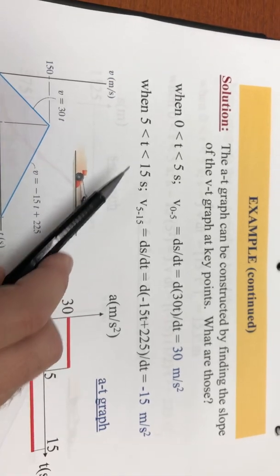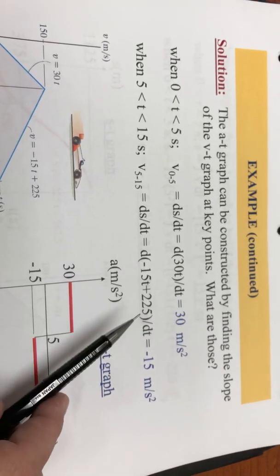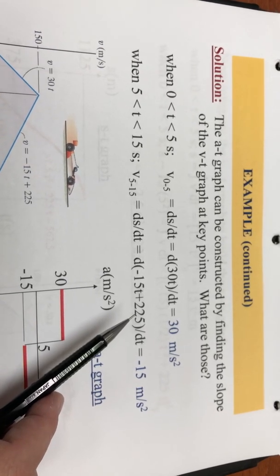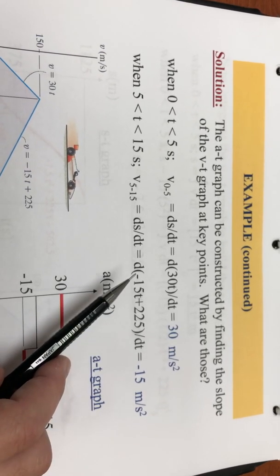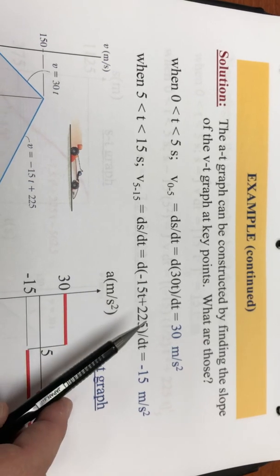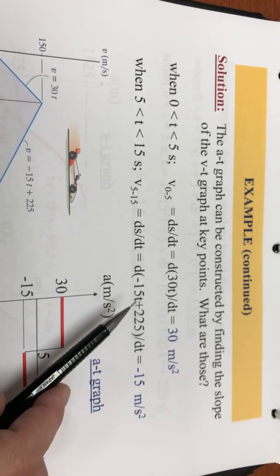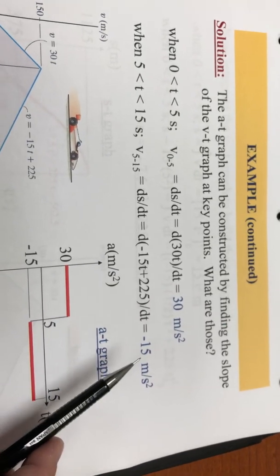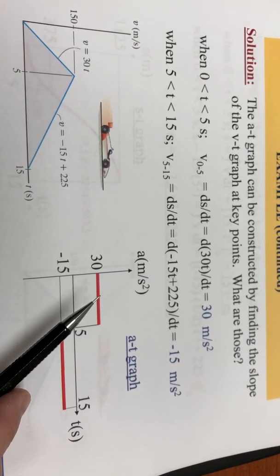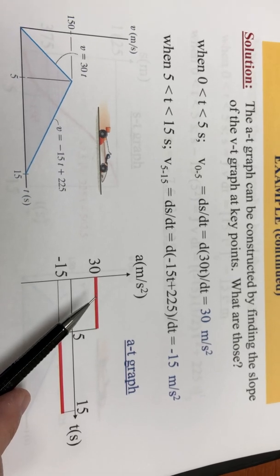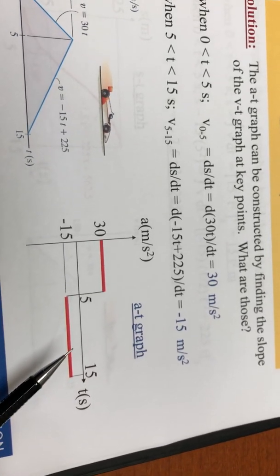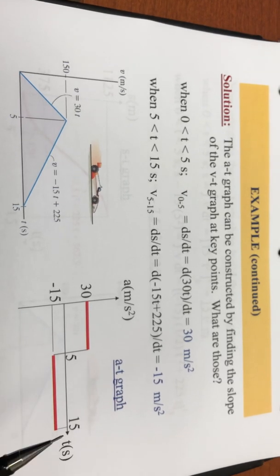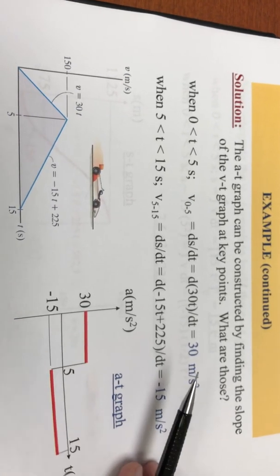Now we're in this regime. We've already shown that this right here is the velocity curve. If we take the derivative of this curve with respect to time, the 225 term drops out, the t becomes a 1, and this becomes negative 15. So you can see here that we have constant acceleration in the first segment of the curve and constant acceleration in the second segment of the curve. So that satisfies the first case.